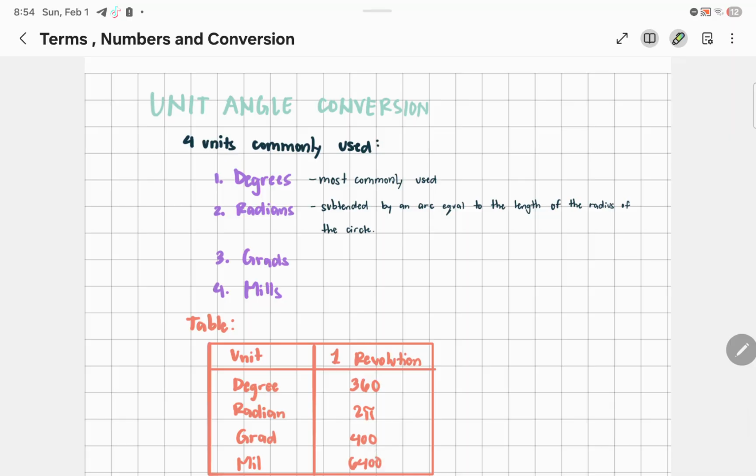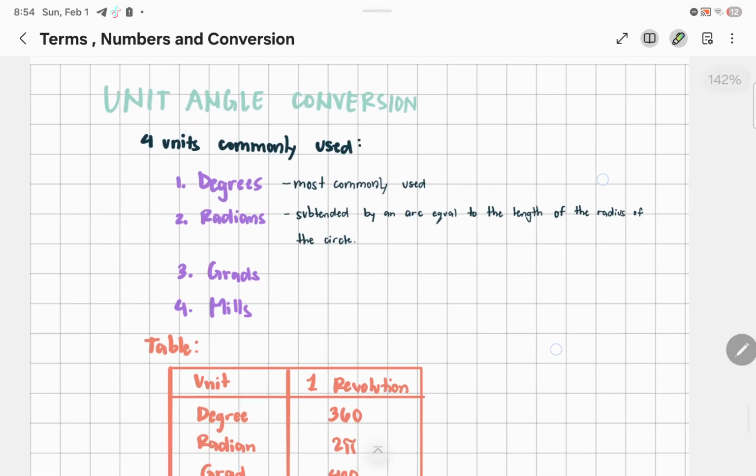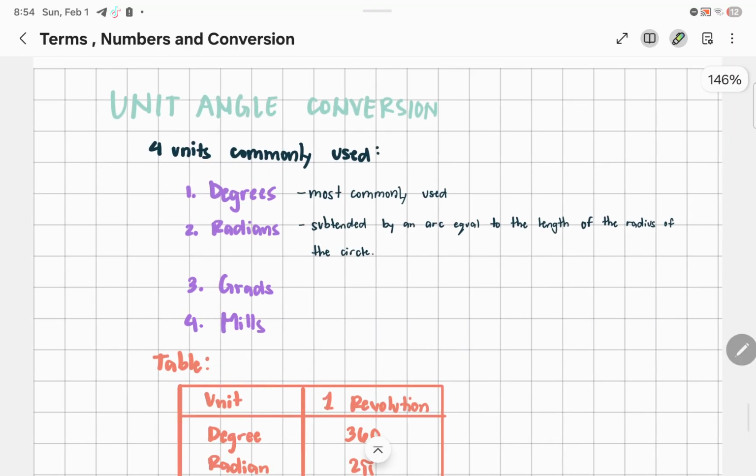Now for unit angle conversion, we have 4 units commonly used. We have degrees. This is what we commonly use in geometry or trigonometry. So degrees are most commonly used. Radians: it is subtended by an arc equal to the length of the radius of the circle. This is the definition of radians.